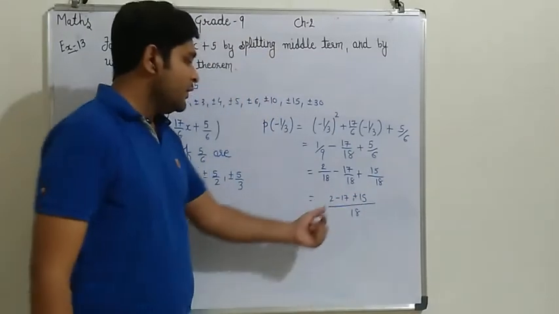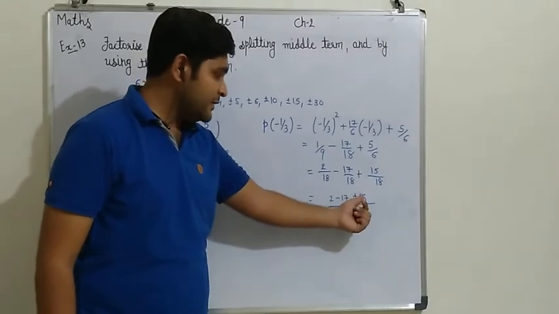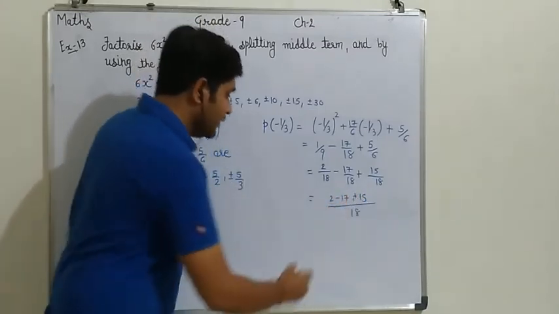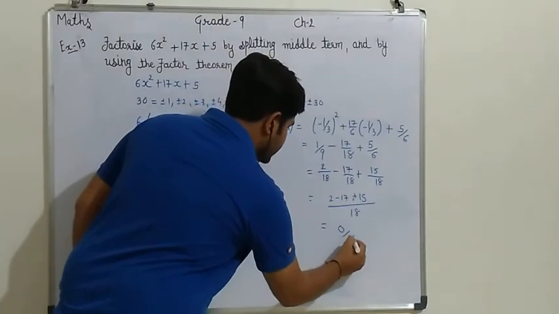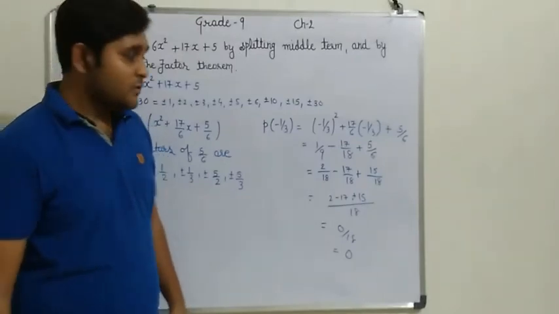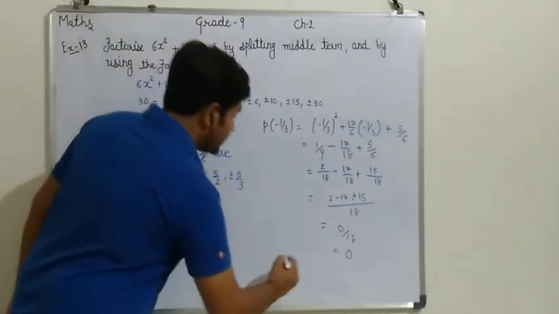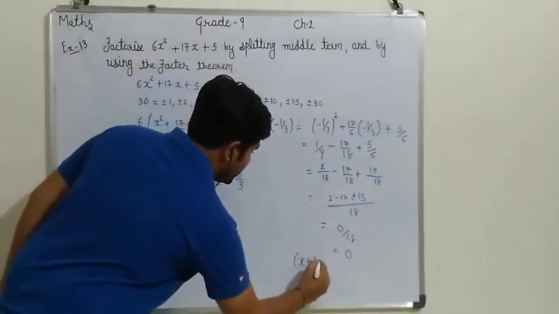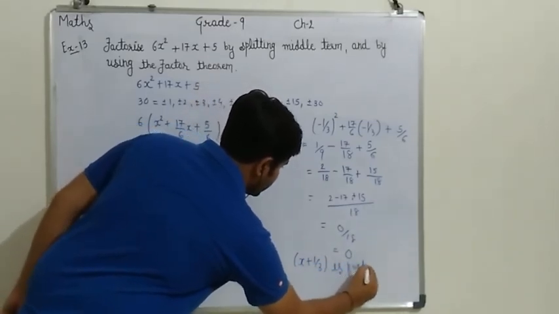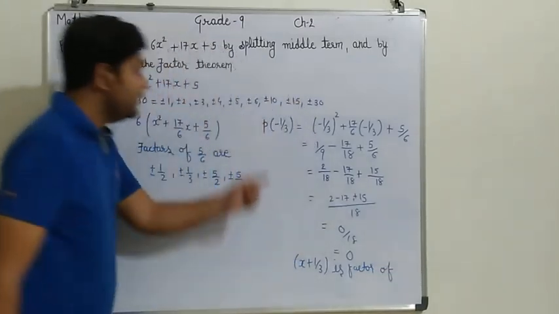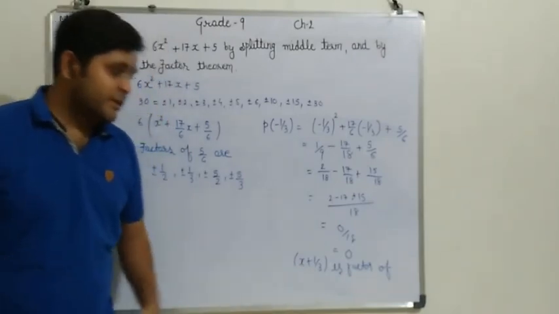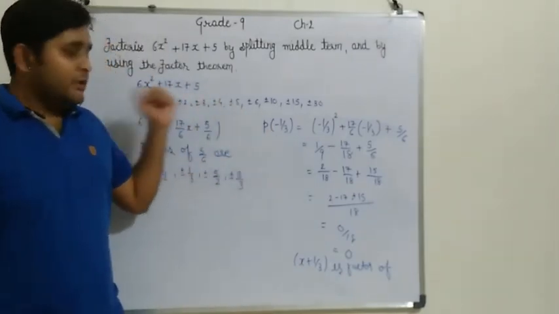So 15 is plus, 2 is plus. Friends, 15 is plus, 2 is plus. So 15 plus 2 is 17. 17 minus 17 is 0. So 0 divided by 18. So the answer is 0. So minus 1 by 3. Yes. So we can say that x plus 1 by 3 is a factor of the given polynomial.